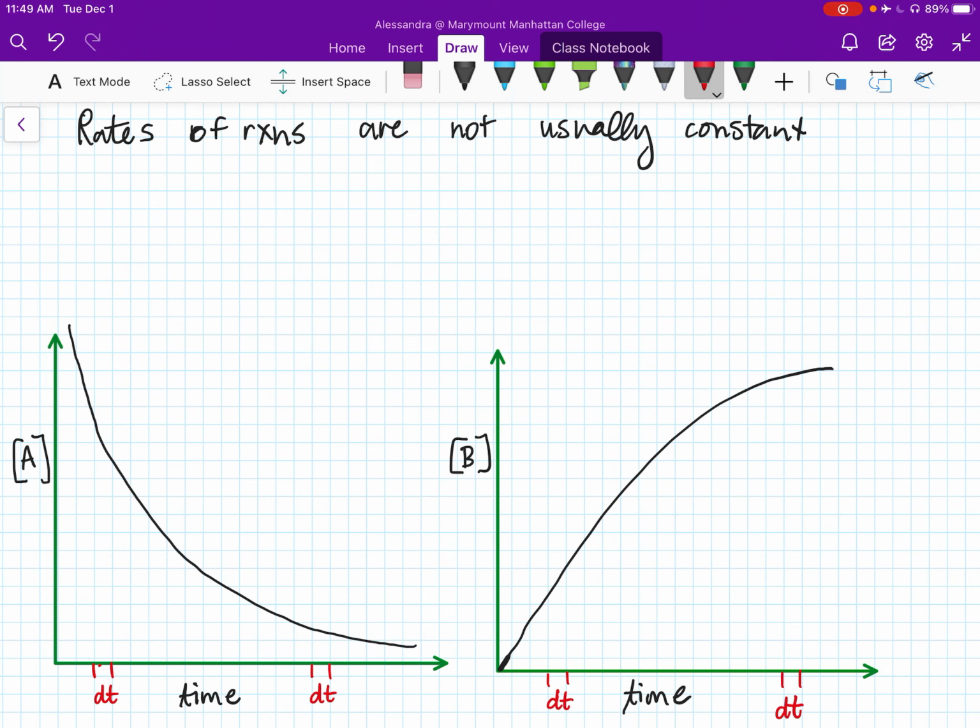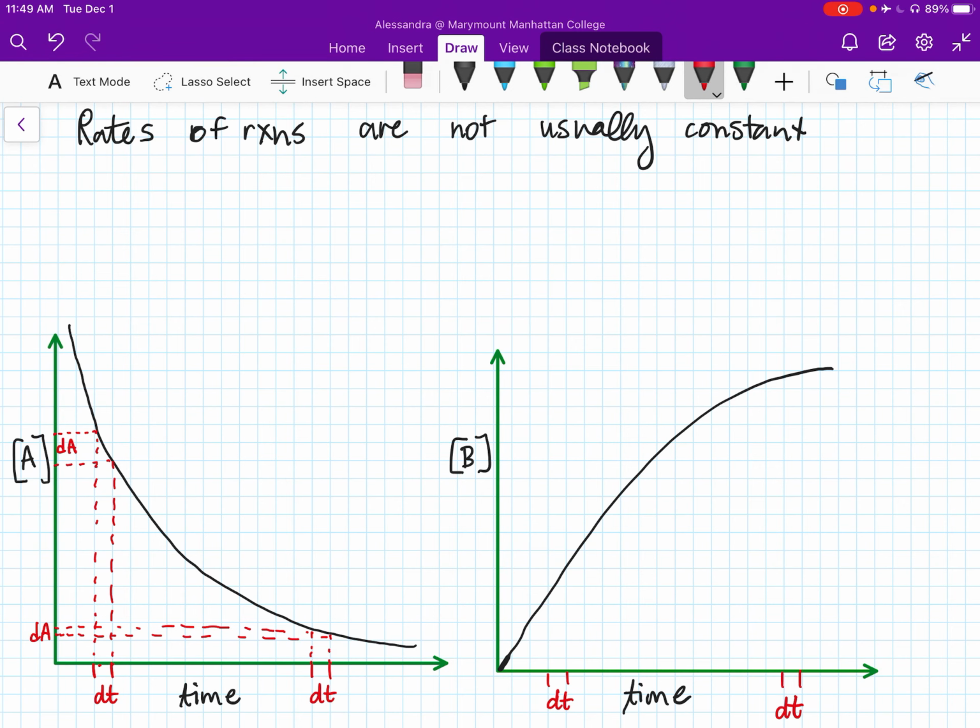Okay, so looking here, if I follow this all the way up, I can see that if I compare the beginning of the reaction with the end of the reaction, the delta A per delta T is going to be much larger at the beginning of the reaction than it is at the end of the reaction. Here I'm just going over here, but you can see that this delta A is much bigger than this delta A down here.